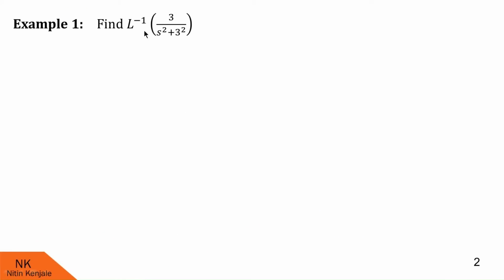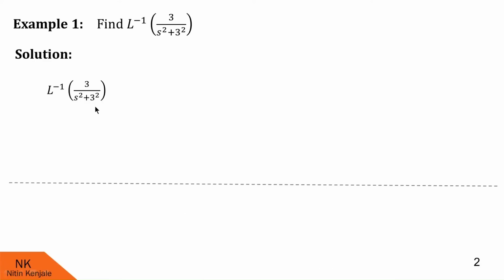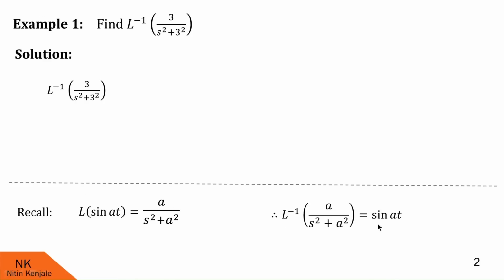Here I am asked to find L inverse of 3 upon s square plus 3 square. To find L inverse of 3 upon s square plus 3 square, I will suggest you to think whose Laplace transform is this function. If you don't remember, recall Laplace of sin at, which is a upon s square plus a square. Clearly, L inverse of a upon s square plus a square is sin at. Now you see that this function is exactly similar to this function if a is equal to 3. Therefore, L inverse of this function is sin 3t.